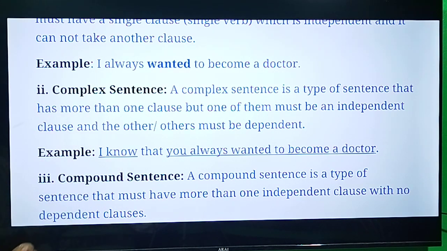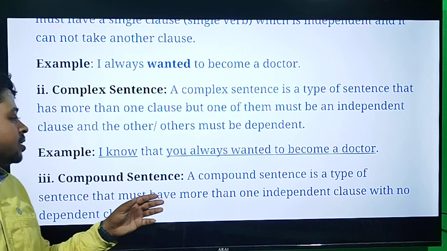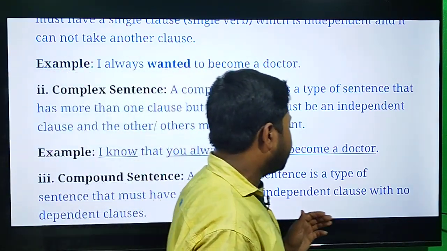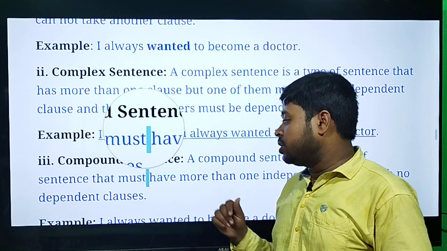Next, the compound sentence. A compound sentence is a type of sentence that must have more than one independent clause with no dependent clause.